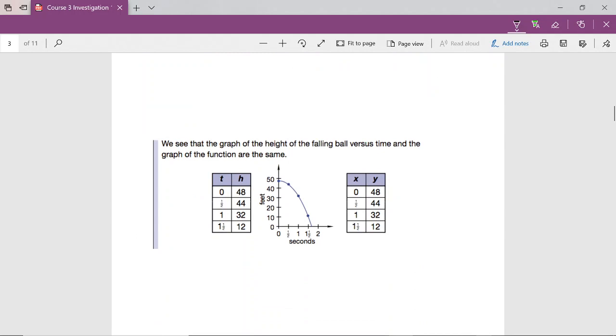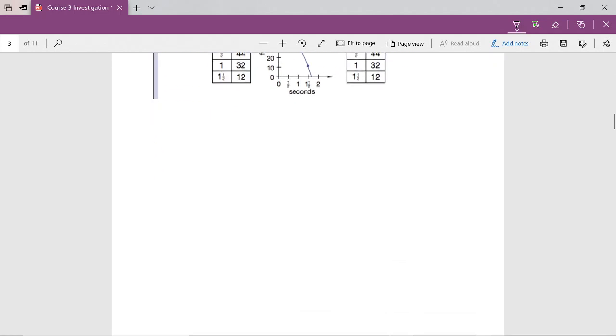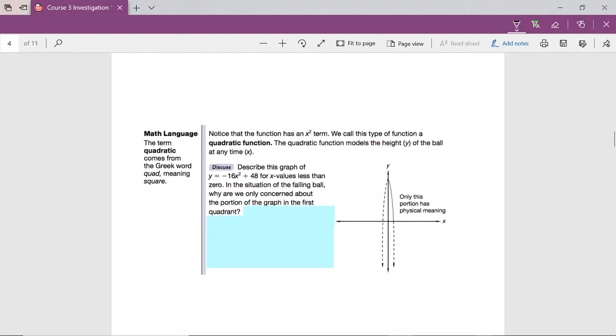So we see that the graph of the height of the falling ball versus the time are the same, okay, which it should be, considering that equation actually shows the parabola. Notice that the function has an x squared term in it. We haven't had functions so far with x squared terms in it. We call this type of function a quadratic function. So what we've had before with just x in there, that would be considered a linear function, whereas x squared is a quadratic. So the quadratic function models the height y of the ball at any time x.